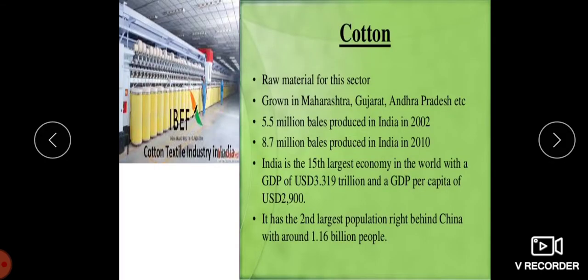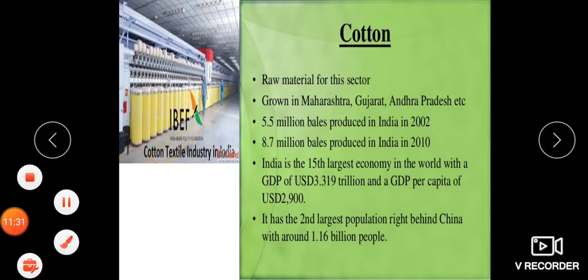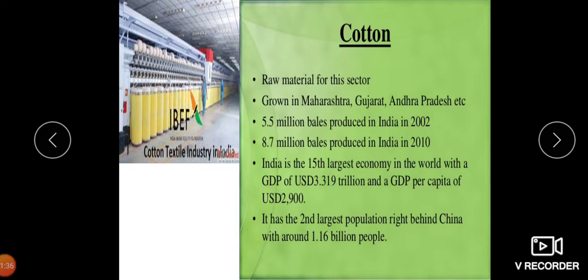Now we will move on to the next industry, that is the cotton industry. Cotton textile industry, children, is one of the modern industries established very early in the state. This cotton is an agro-based industry. We see that the weaving of clothes on handlooms was in practice in Karnataka from ancient times.